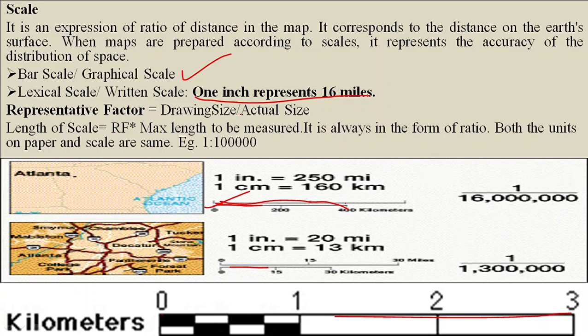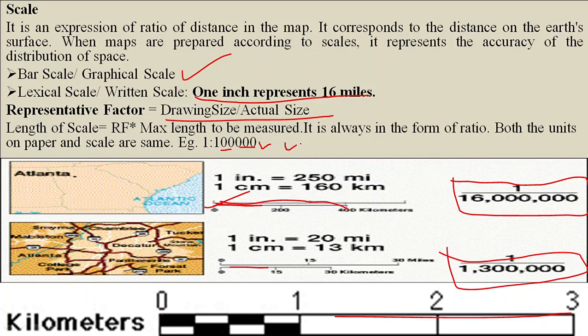We have one more type of scale, that is the representative factor, RF, that is basically a ratio. Drawing size divided by actual size, like here 1 ratio 10,000, 1 ratio 1 lakh. So that is the representative factor. We can have it as a ratio, or as a fraction. So this is basically drawing size divided by actual size, to show that your map looks accurate, to ensure the accuracy of your map.